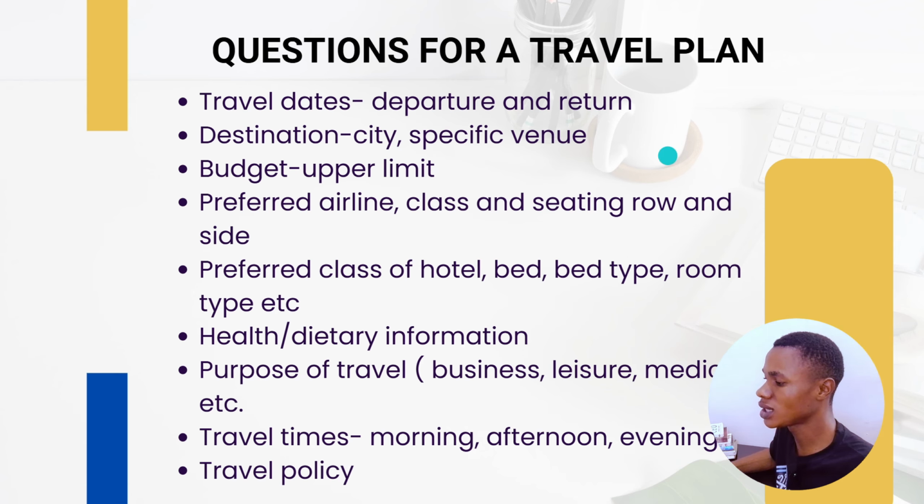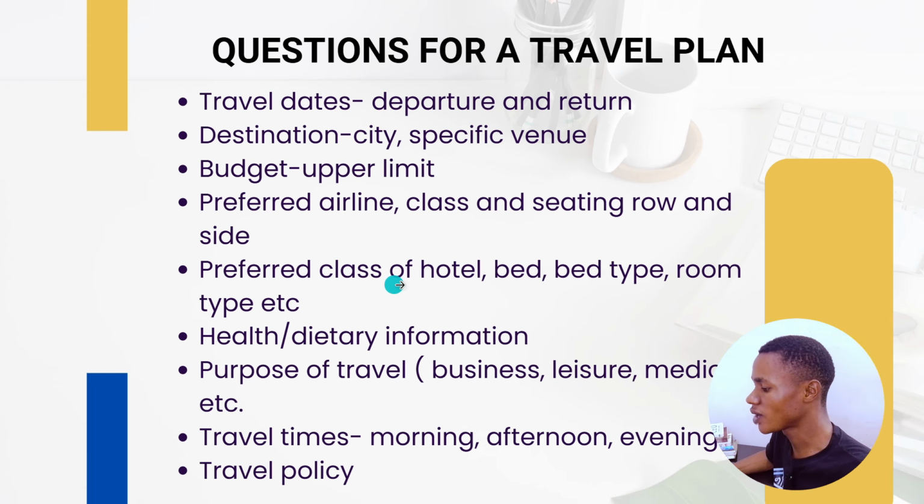So you need questions like travel date, when does he want to travel, the departure, when he is traveling and when he's returning, the destination, the city, the specific venue, how much does he have to cater for that particular journey, the preferred airline he likely uses, the class, either economy and all of that, where does he like to sit, whether in the window side, in the middle, the front, the back, and all of that, so that you can be able to help in booking reservations for him or her.